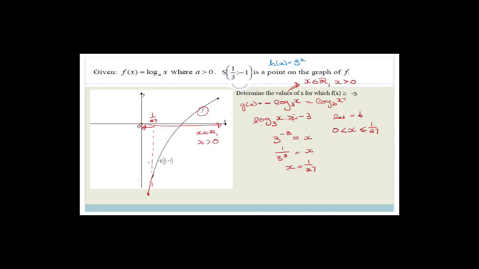So from 1 over 27, our y value over there is going to be minus 3, and then it's going to get smaller and smaller and closer and closer to the y-axis, but it's never going to touch it. So this is true from here onwards.